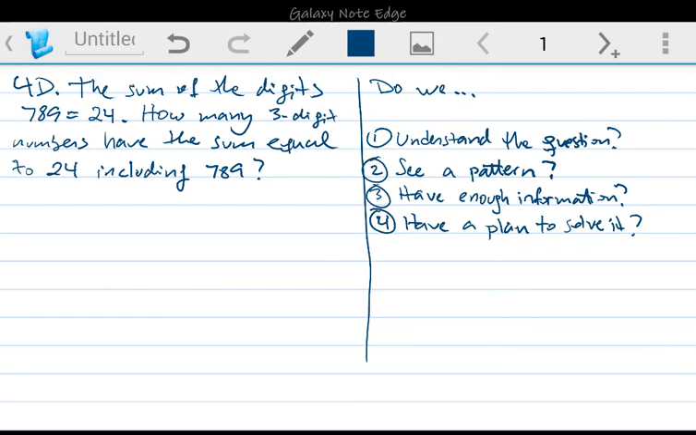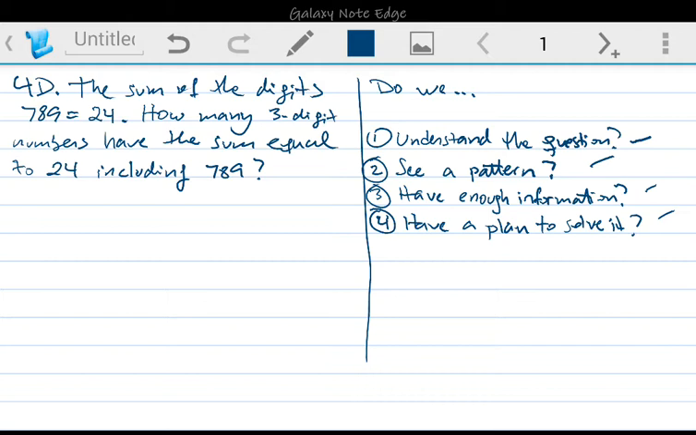Okay, so now we're going to solve problem 4D. The problem reads that the sum of the digits 7, 8, 9 equals 24, and how many three-digit numbers have the sum equal to 24, including 7, 8, 9. So let's try to answer these questions. Do we understand that question? Do we see a pattern? Do we have enough information? And do we have a plan to solve it?